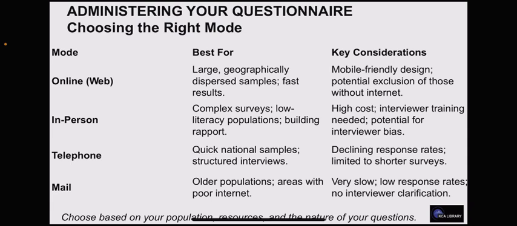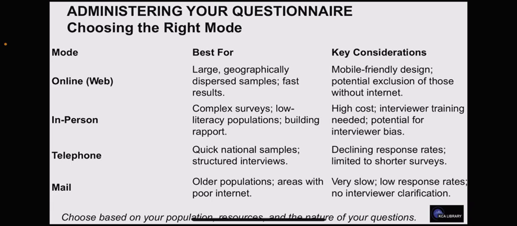Now let's look at administering your questionnaire. How do we administer it? That is the part where we choose the right mode. We have mode, best for, and the key consideration. If the mode is online or web, it is always best for large, geographically dispersed samples and fast results. Where it is in person, that is physically, it is best for low literacy populations and building rapport.